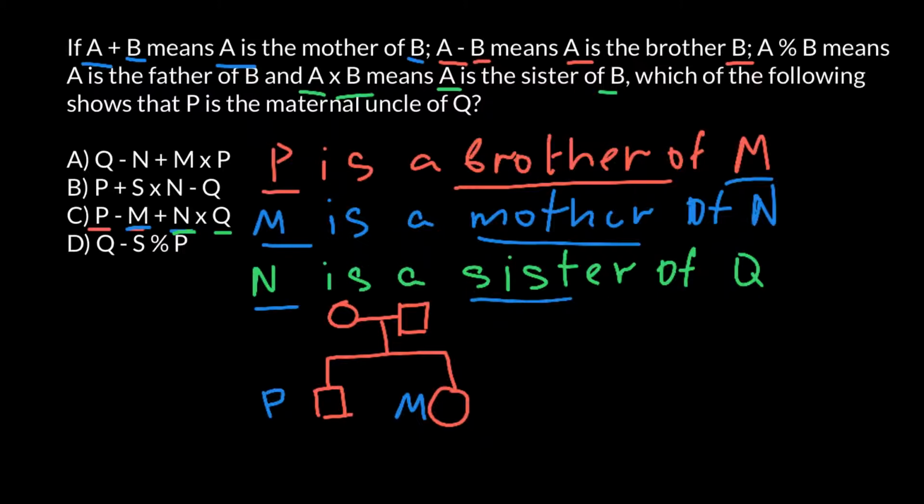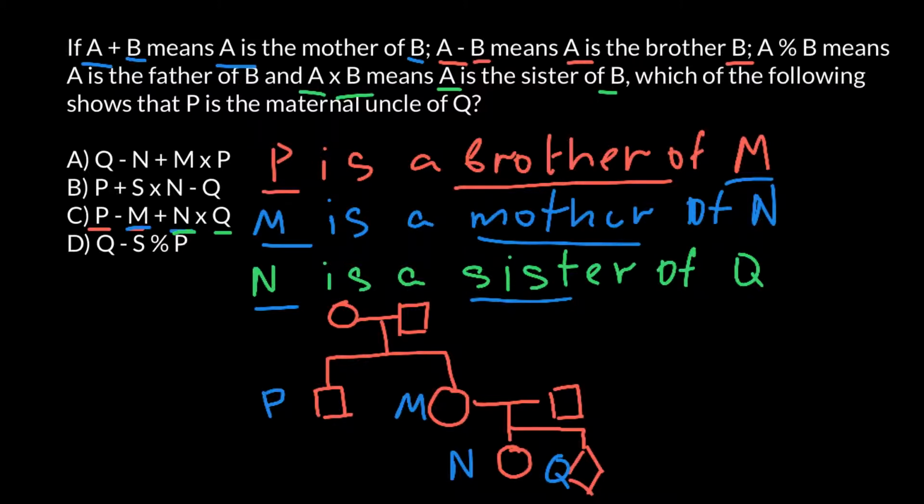So M, she has a husband and she is a mother of N. And I put a circle because N is a sister, so female, sister of Q. That means that N has another sibling whose sex is not specified, but we know that this person is Q.